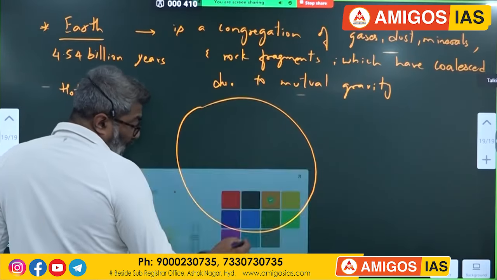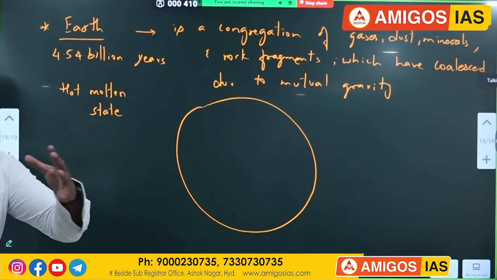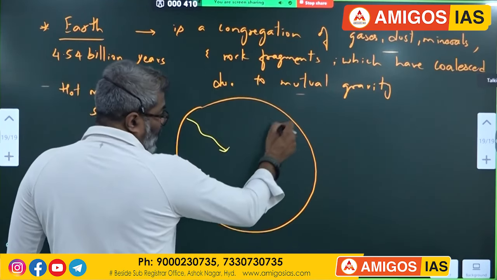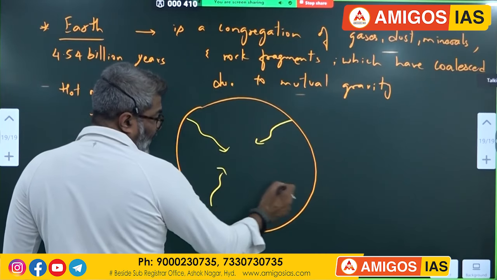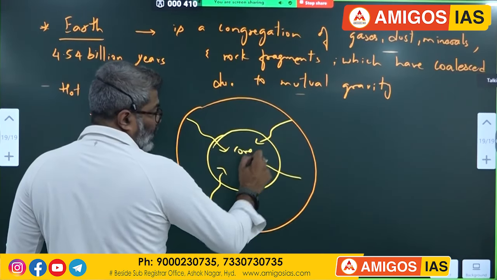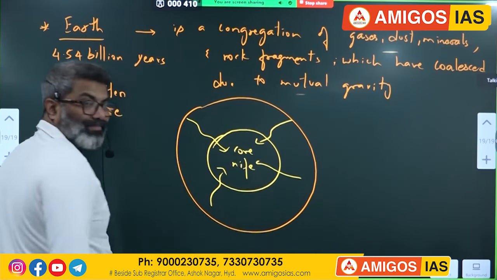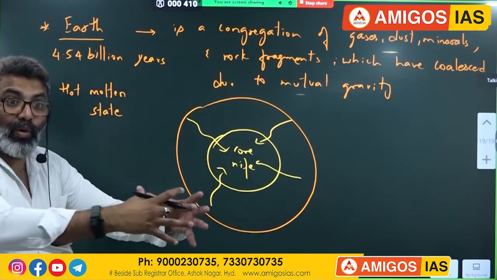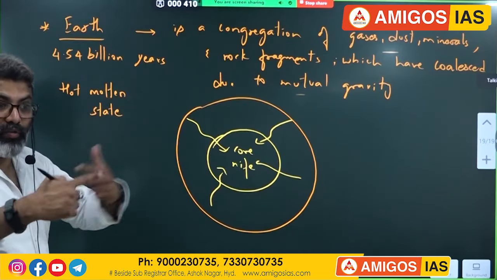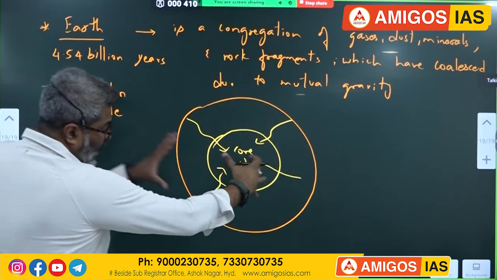So what happens when the planet is in molten form? Notice this. The denser minerals like iron, nickel, all these denser minerals will come down because their density is very high. They will all accumulate in the center, forming the core, which contains nickel and iron. All the denser elements came down. Why? Because Earth was in molten form initially. That molten form allows the movement of minerals based on density.